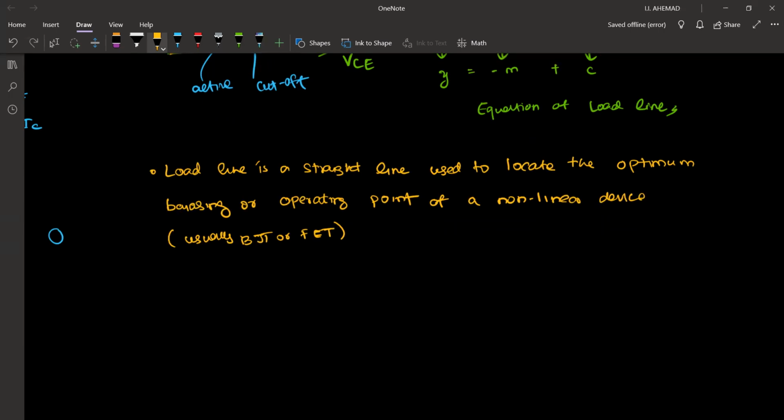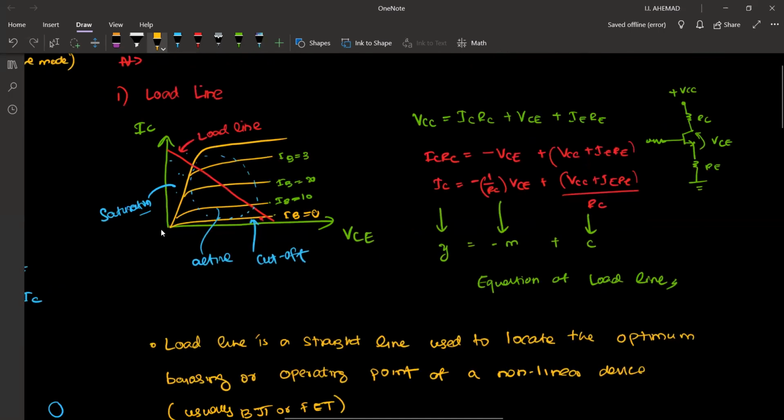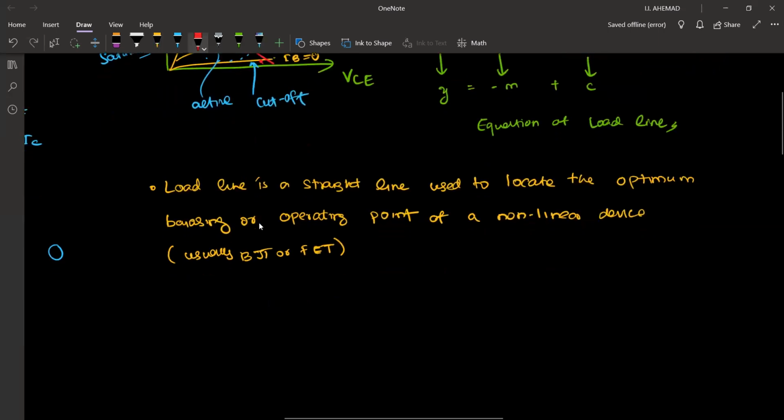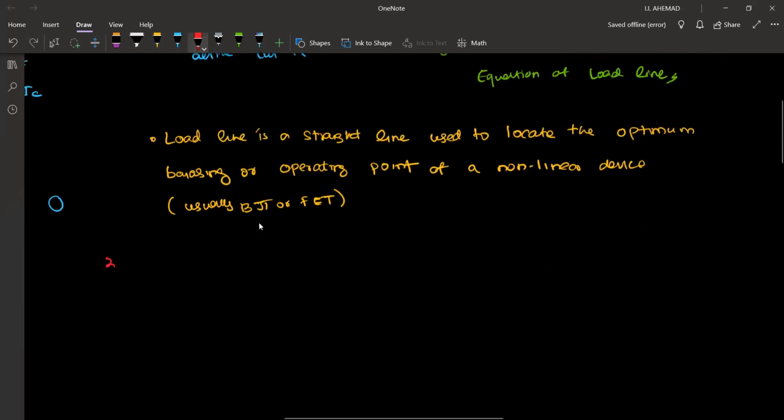So what is this operating point? Operating point means, now we will talk about the Q point. In this diagram, mark the Q point. Our purpose is to find this Q point. Note number 2, to understand the Q point, let's take an example.